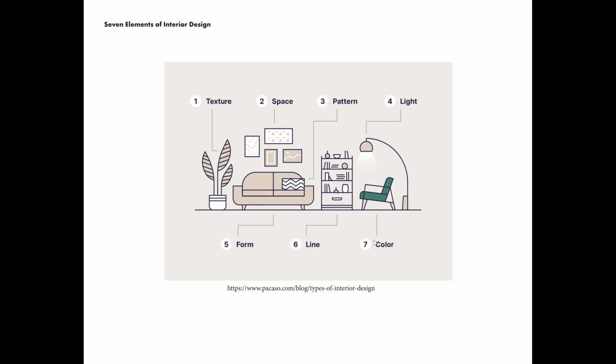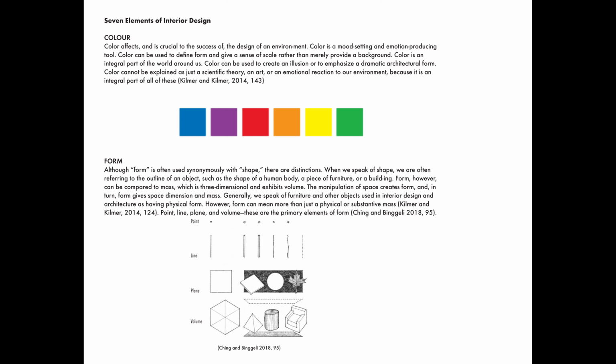Okay, so now that we have briefly discussed the idea of text-to-image generation using AI, I want to very quickly go through the 7 elements of interior design, as this is what we'll be using as a means of analysis of the output interior images. The 7 elements of interior design are texture, space, pattern, light, form, line, and color. And so I'm briefly going to go over each one of these.